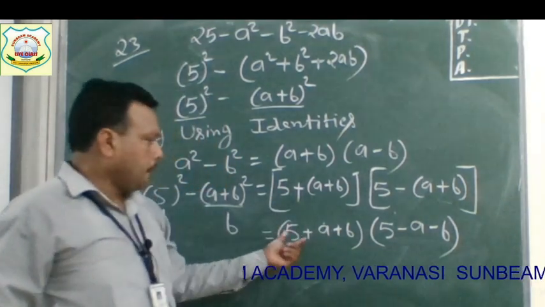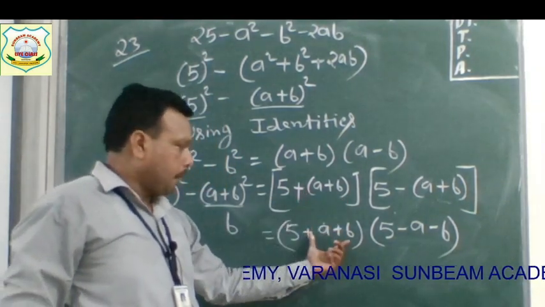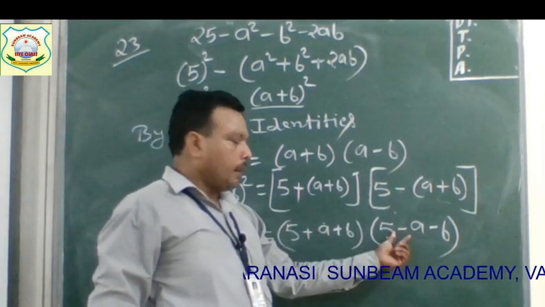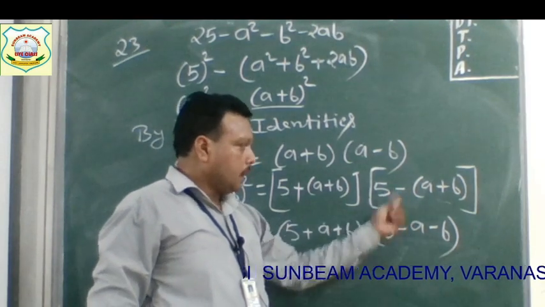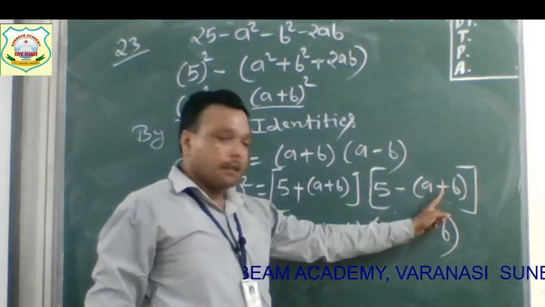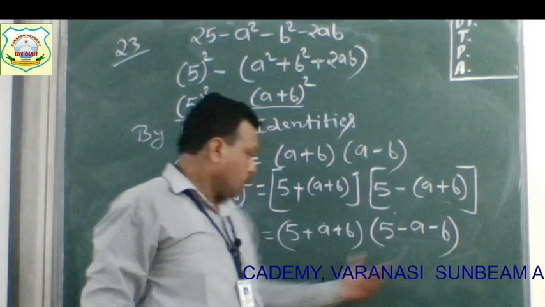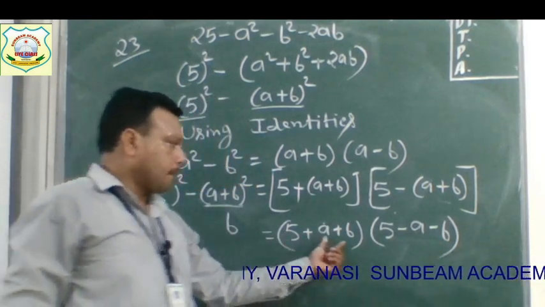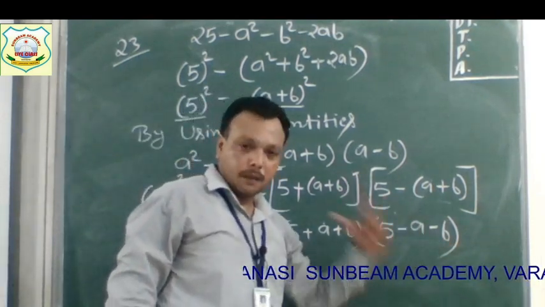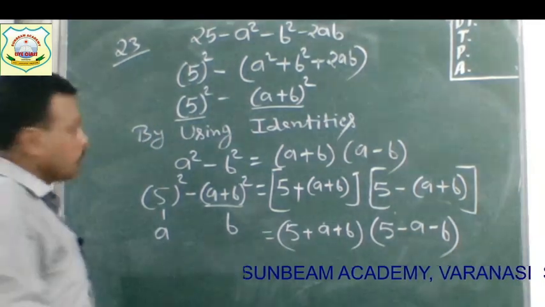So now 5 plus, open the bracket, a plus b; 5 minus, when we open the bracket, before it is a minus sign, so this sign will be changed, a minus b. So what will be the answer? 5 plus a plus b and 5 minus a minus b. It will be your answer. Students, note it down, everyone.